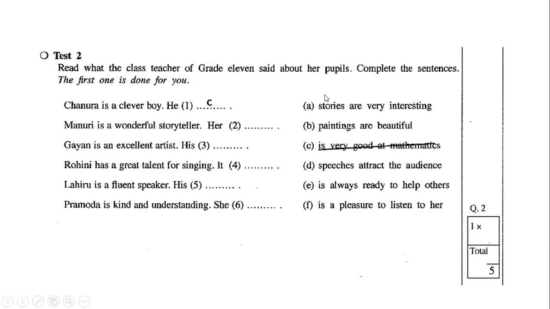What is the answer? Stories are very interesting. That is A. Gayan is an excellent artist. His paintings are beautiful. B. Rohini has a great talent for singing. It is a pleasure to listen to her. F. Lahiro is a fluent speaker. His speeches attract the audience. D. Pramoda is kind and understanding. She is always ready to help others.